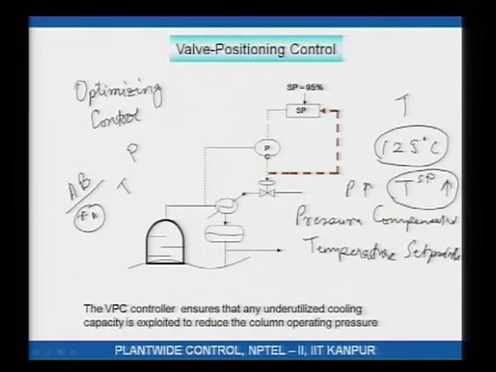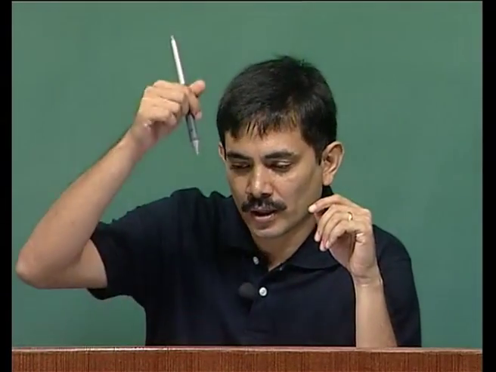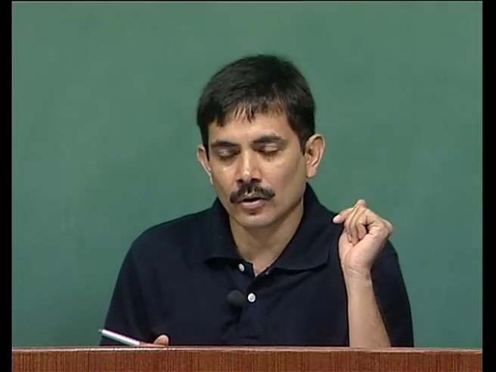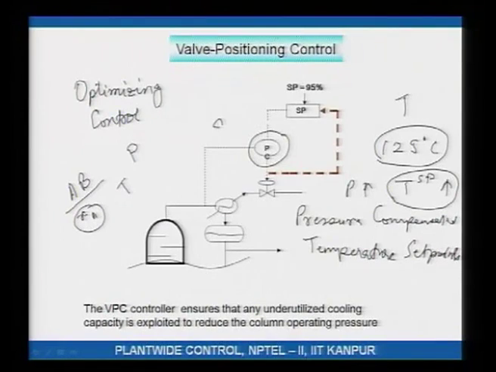Well, that depends on what kind of mixture you are separating, and we will cover this later. But please be aware, in order to realize energy savings, if you are implementing temperature control on the column, the temperature set point of the temperature controller will have to be adjusted depending on what the current pressure of the column is. Okay.